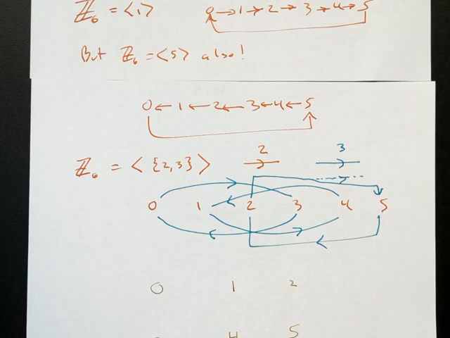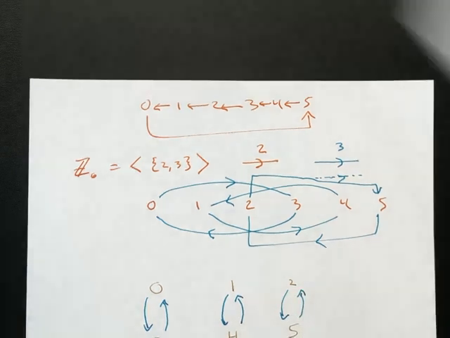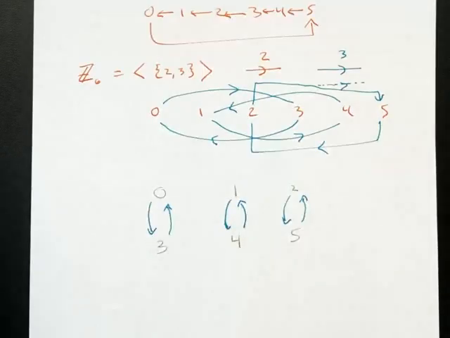And now, 0 goes to 3, 3 goes to 0, 1 goes to 4, 4 goes back to 1, 2 goes to 5, and 5 goes back to 2. I've color-coded the action of 3. Now, back to 2. I need to do both generators.